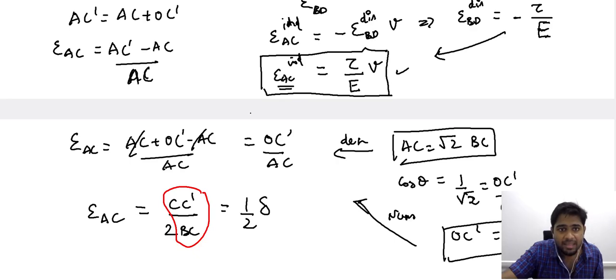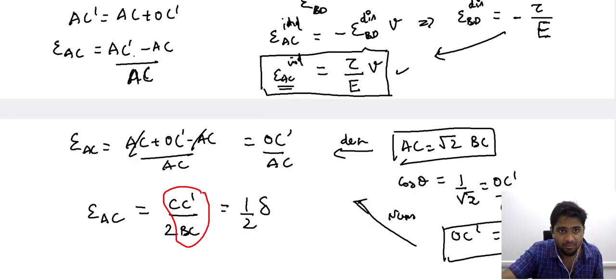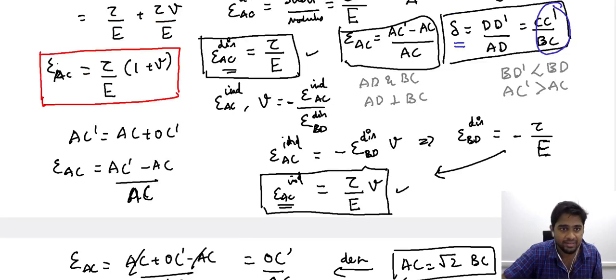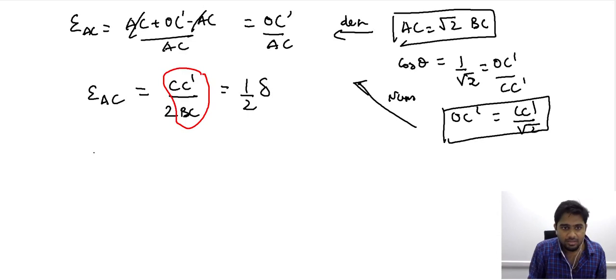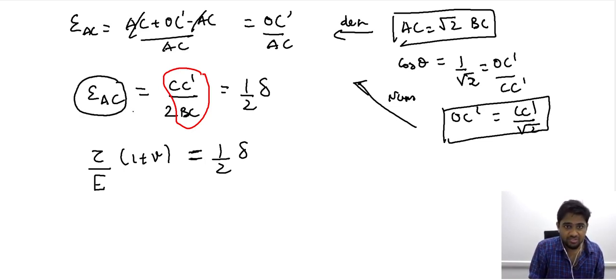Now we already have arrived at an expression for the strain along AC. This expression is the shear stress by the Young's modulus and 1 plus mu, that is the Poisson's effect, and 1 by 2. So this we are now equating to the shear strain, which is nothing but half of the shear strain that we observe.